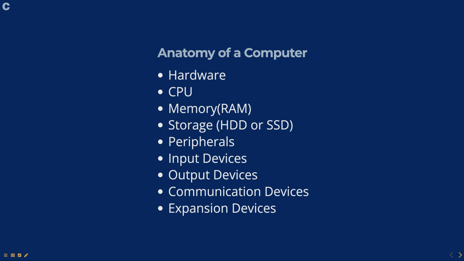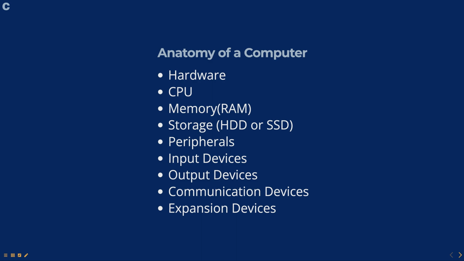Central processing unit or CPU, the brain of the computer that performs mathematical calculations and logical operations. Memory, RAM, temporary storage used by the CPU to store data and instructions. Storage, HDD or SSD, permanent storage used to store data, software and files.